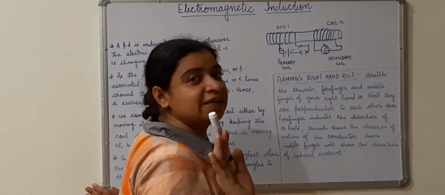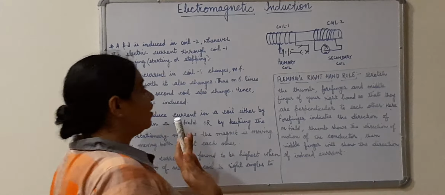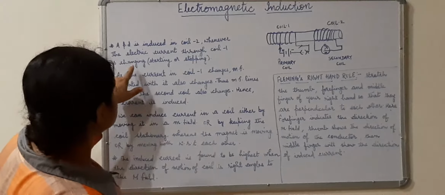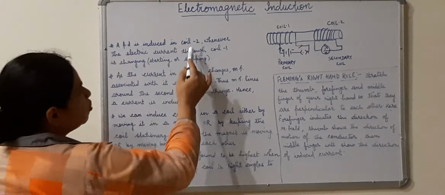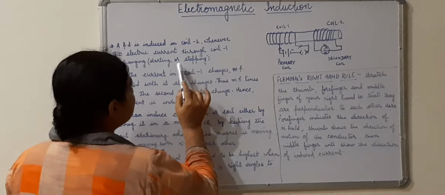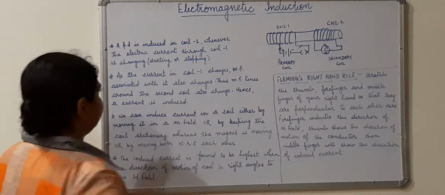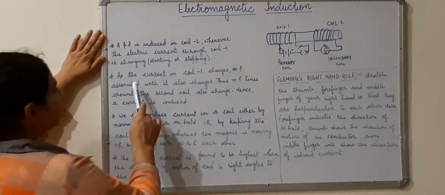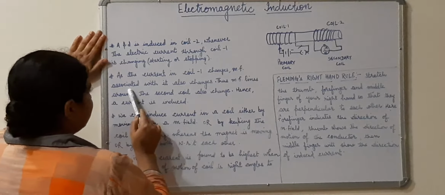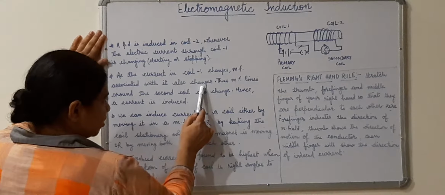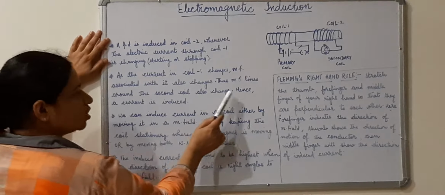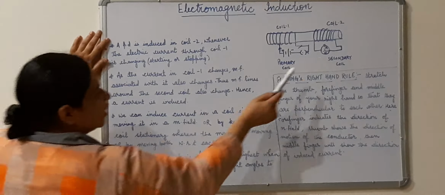If there won't be any change in the magnetic flux or magnetic field lines, no current will be induced in this case. So a potential difference is induced in coil 2 whenever the electric current through coil 1 is changing, that is starting or stopping. Second observation, as the current in coil 1 changes, why does this happen? The magnetic field associated with it also changes. Thus the magnetic field lines around the second coil also change, hence a current is induced.